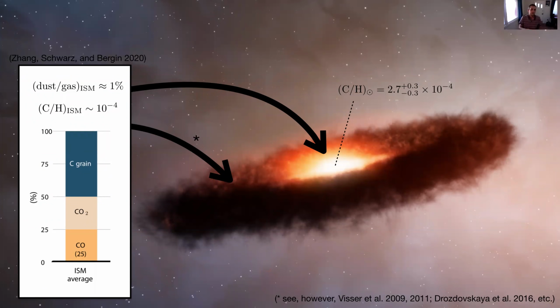So at the beginning, right, we think disks are formed from molecular clouds in the ISM. This carbon thing, remember?